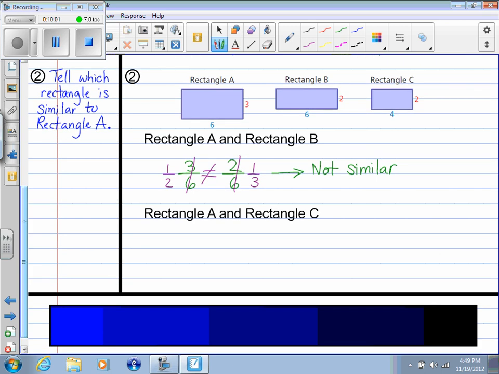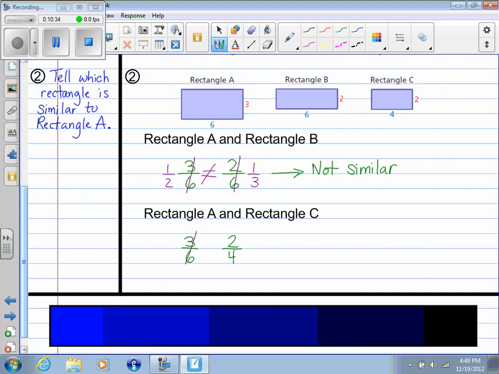Again, I'm going to write my ratios in the same way. I'm going to write the short side to the long side. So rectangle A would be 3 to 6. Rectangle C would be 2 to 4. So let's double check. On the left side, we have our rectangle A measurement. On the right side, we have rectangle C. On the top, we have the 2 short sides. And on the bottom, we have the 2 long sides. I need to figure out if these are proportional, if they equal each other.